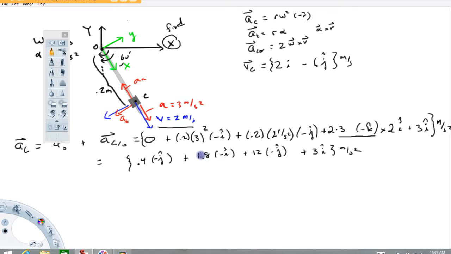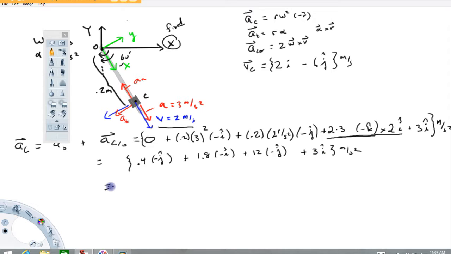This 1.8 meter per second squared is coming from this product. This 12 in the minus j meter per second squared is coming from the cross product part. So that's coming from this vector right there. That's my Coriolis acceleration. When I did the calculation, 2 times 3 times 2, there's your 12. The direction is coming from minus k cross I. And then plus 3 meter per second squared.